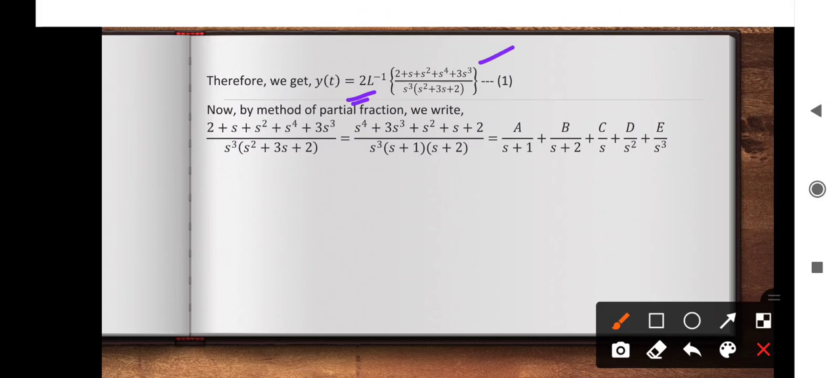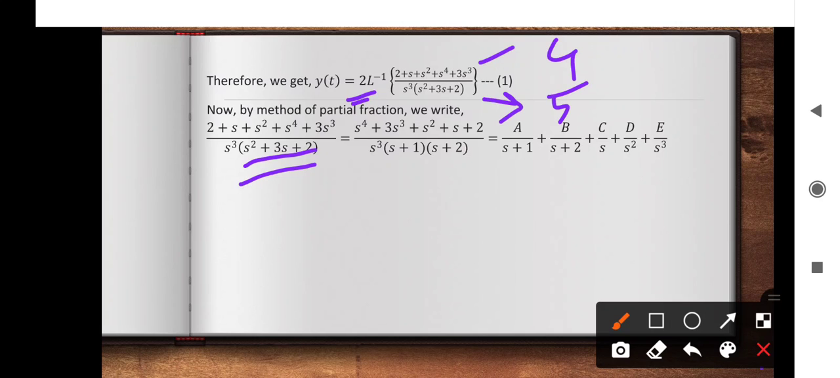Now see here, the inverse Laplace transform linearity property is applied, and you may check here the degree of the numerator is 4 and that of the denominator, on simplification, you will get as 5. The numerator's degree is less than the denominator's degree, so here you can apply the method of partial fractions to find the inverse LT of this curly bracket function of s.